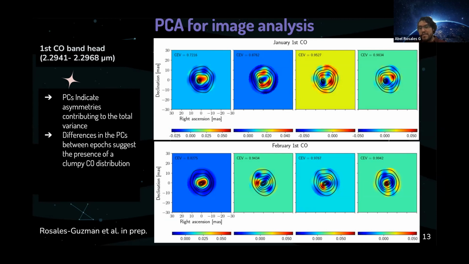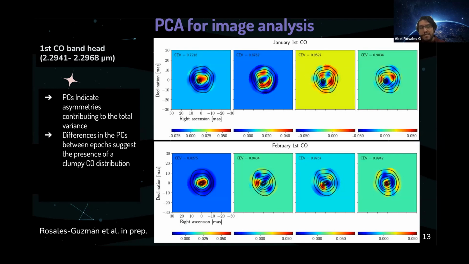So we calculated the principal components for each spectral interval. The principal result from this analysis is that we found that around 90% of the variance is stored in the first 4 principal components that I show you in this slide. These first principal components indicate asymmetries located at different positions. And as we also see, the principal components are different between epochs. So we suspect that these asymmetries observed might be related to a clumpy CO distribution, although we cannot characterize this distribution as we do not have enough spatial resolution.